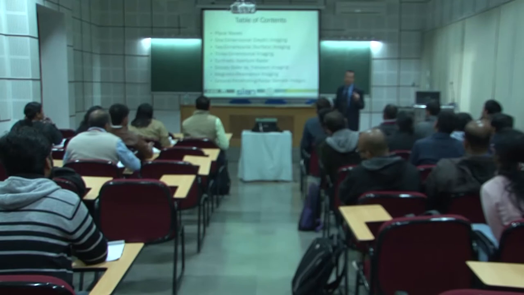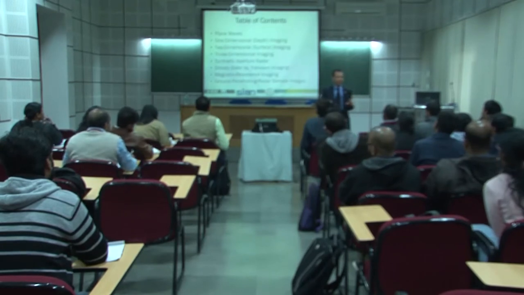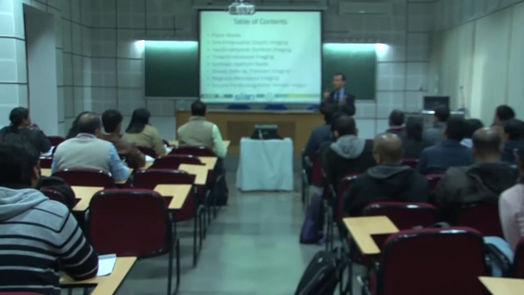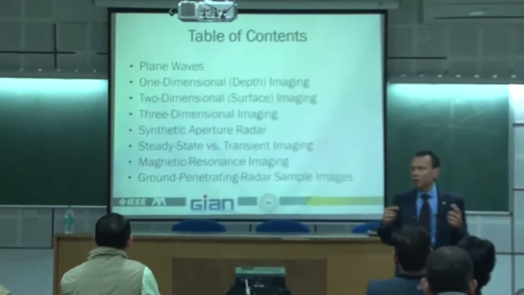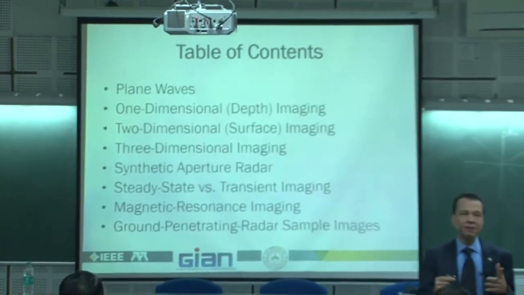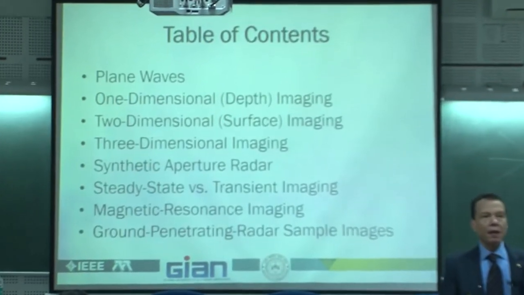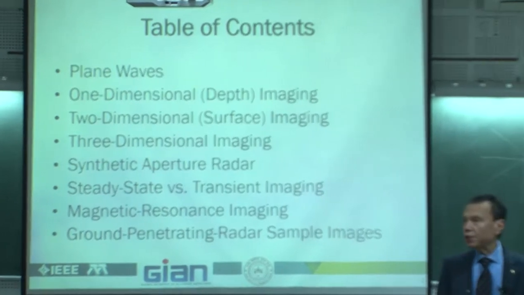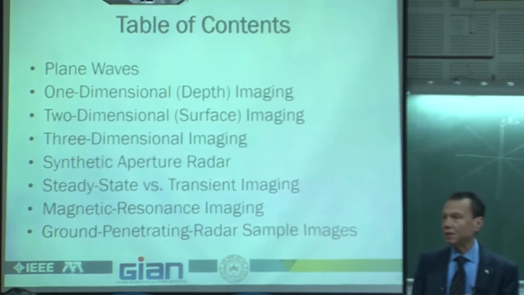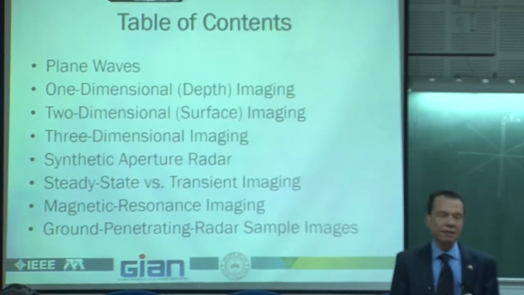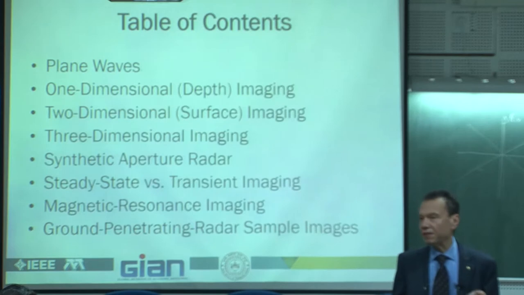As I told you before, yesterday, imaging is constructing a one-dimensional, two-dimensional, or three-dimensional plot or mapping of a certain physical quantity. In acoustic imaging, you are mapping the material density, as we agreed yesterday. In microwave imaging, you pick up another quantity, which is usually the permittivity or the dielectric constant of the material.